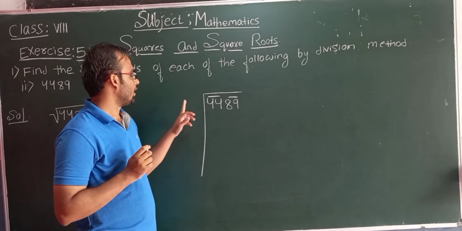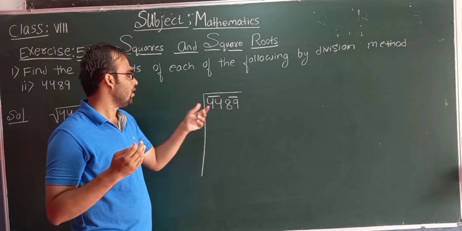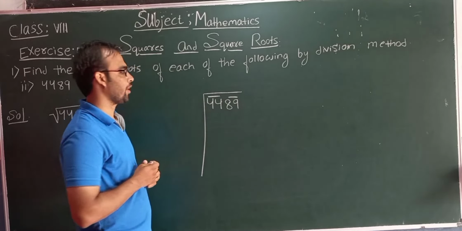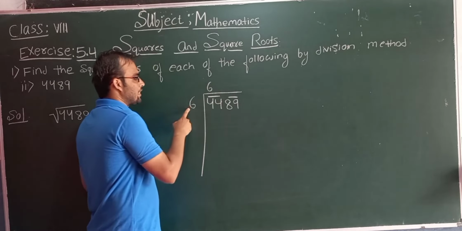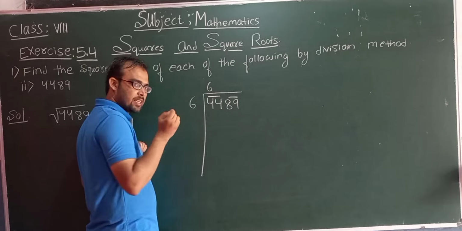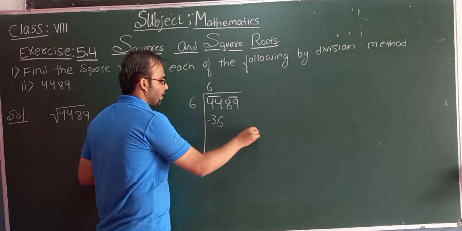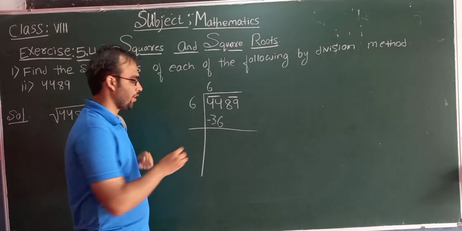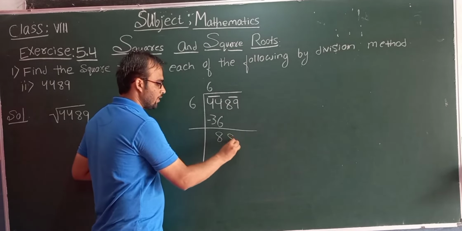Now students, what is the next step? We need to write a number here such that when we square that number, we get either 44 or a number which is lesser than 44. Here I will be taking 6, because 6 sixes are 36 and 36 is less than 44. Now 44 minus 36 is what? 8. Now bring down these two numbers, that is 89.